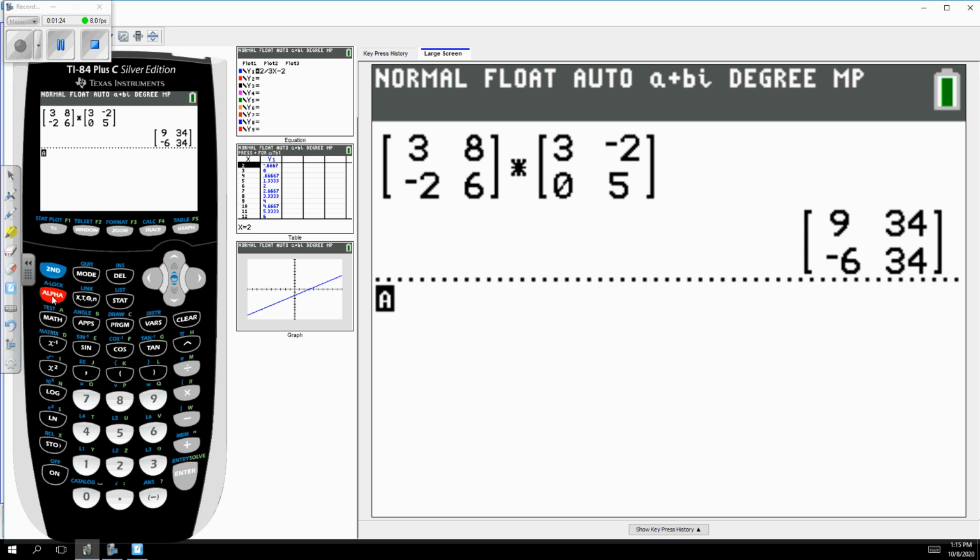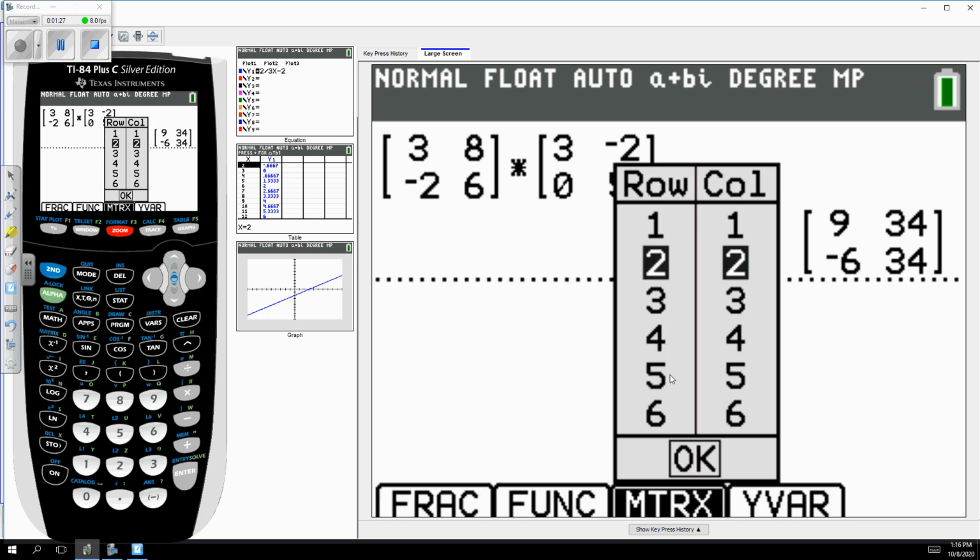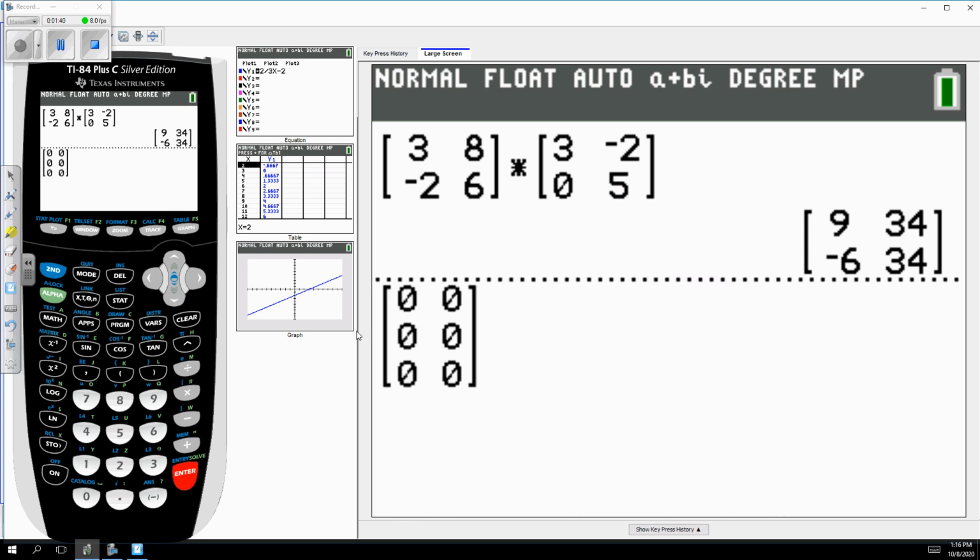If you wish to have another matrix, you just slide up and down on here and enter here, and that would be 3 rows and 2 columns. So notice it has the 3 rows across and the 2 columns going down.